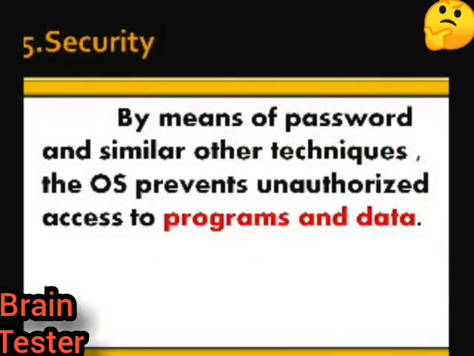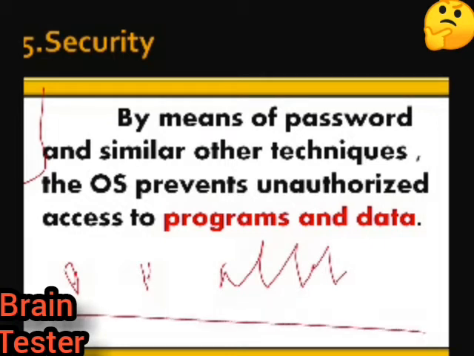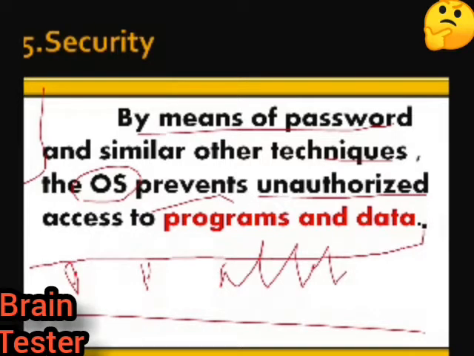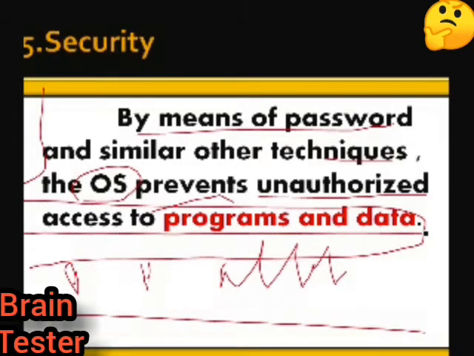Okay, this is security. What do you mean by security? Security in the computer means you have a password, such as a pattern, pin code, or alphabets. Now read the sentence. By means of passwords and similar other techniques, the OS, meaning the operating system, prevents unauthorized access to programs and data. Okay, this is all.